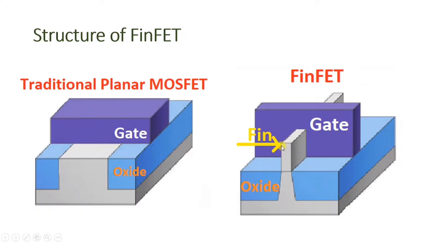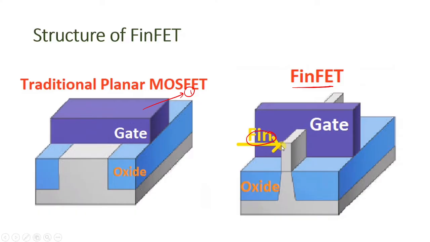A traditional planar MOSFET will look like this. You have drain and source and substrate, and there will be oxide and a gate like this. This is the basic planar structure, and this is FinFET. In FinFET, you see the gate on two sides. Here only one gate is there, but here there are two sides. So fin is nothing but this fin.